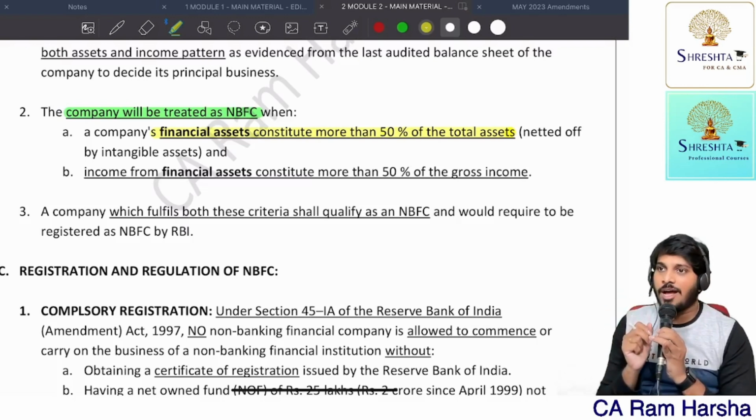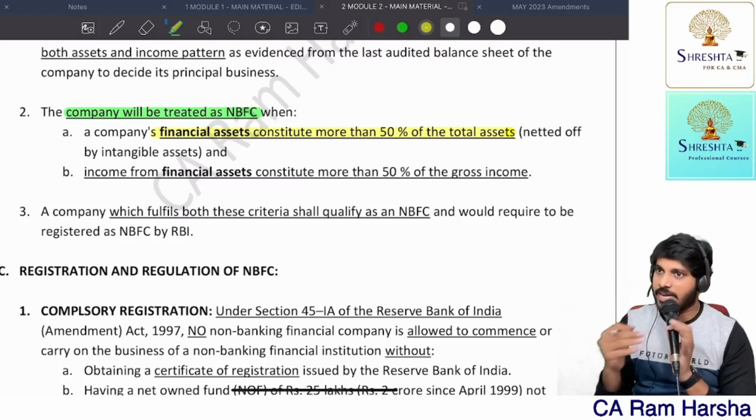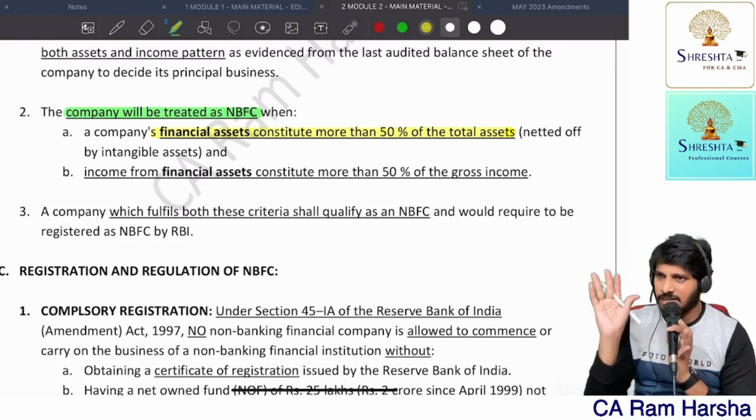No. So long as there is a credit period, it is not a financial asset. So long as there is no interest obligation, it's generally not a financial asset. Okay, it is a debatable discussion. It's a very big discussion.